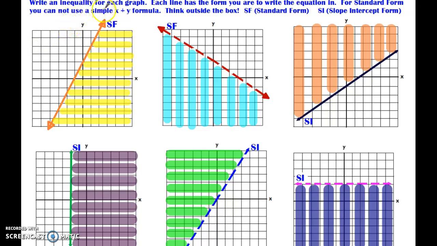So it says write an inequality for each graph. Each line has the form, you are to write the equation. Inequality, Mr. O'Neill, in. Keep the tradition alive, keep the mistake there. For standard form, you can use a simple x plus y formula. Think outside the box. We're not going to do that.